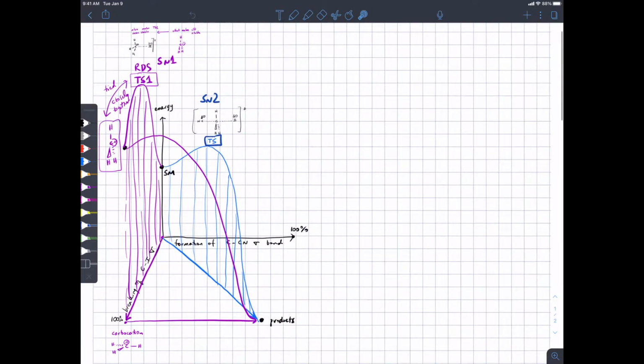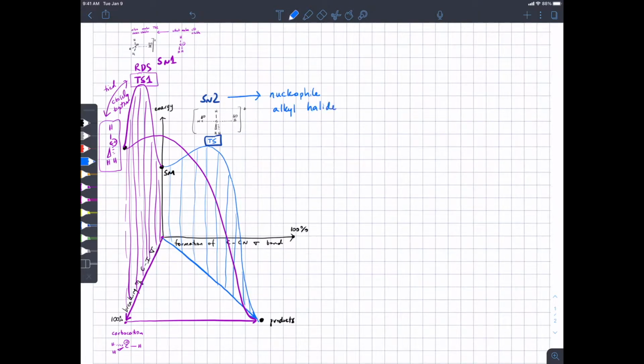We have talked about how whether or not a given starting material will go through the SN2 pathway versus the SN1 pathway depends on the relative heights of these transition states. And the transition state for the SN2 reaction depends on two things. It depends on the nucleophile, and it depends on the structure of the alkyl halide.